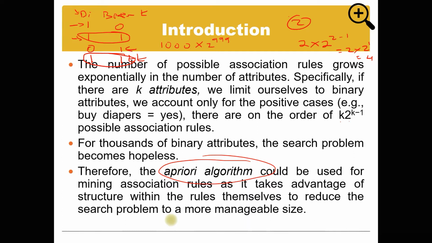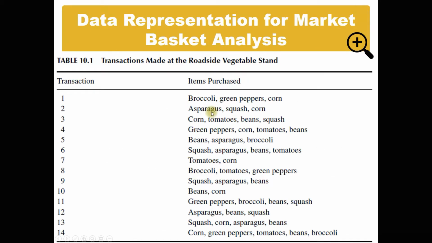Now, how does it work? We'll get to that afterward. For the time being, we are just introducing the different concepts. Normally, when we are working with market basket analysis, our data can be in two different formats. One format is, let's suppose, you have data that looks like this, where you have transaction one, broccoli, green pepper, etc. But normally, if you have to work this out in software, sometimes you might have to restructure that data in an appropriate format.